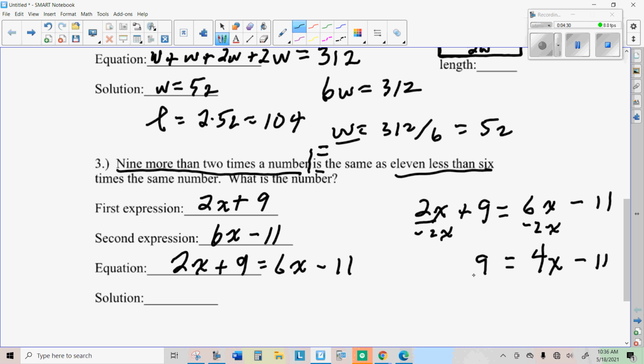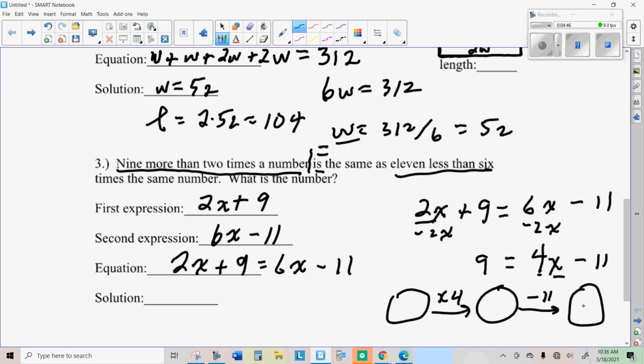And once you get it to this point, now we can backtrack. So 4 times x minus 11. So times 4, and then minus 11 gives us our output, which is 9. So you're going to add 11 and divide by 4. That gives you 20 divided by 4 is 5. So x equals 5. And if you check that, 2 times 5 is 10, plus 9 is 19. And 6 times 5 is 30, minus 11 is also 19.